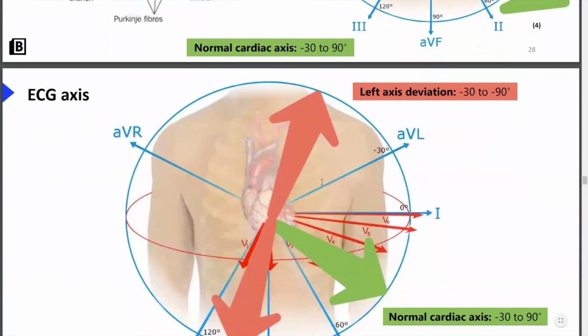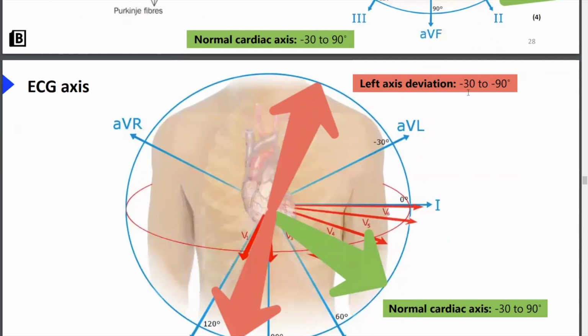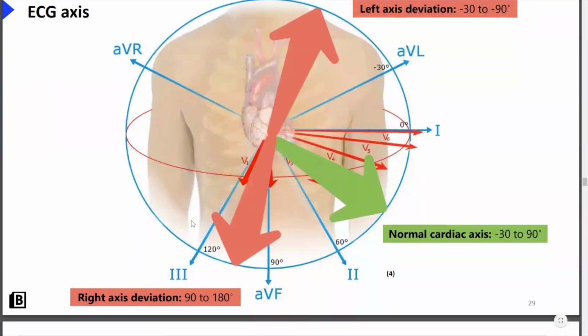And then you need to know what's abnormal. So left axis deviation and right axis deviation. Left axis deviation is anything which is more left of minus 30 degrees. So anything around here, minus 30 to minus 90 in this quadrant. And right axis deviation is anything from 90 to 180. So anything in this quadrant here. So I hope that makes sense.